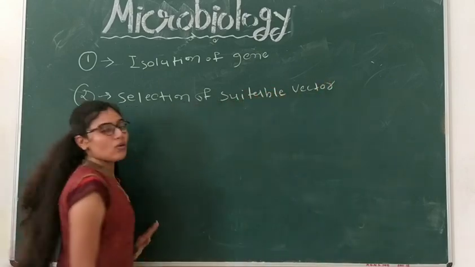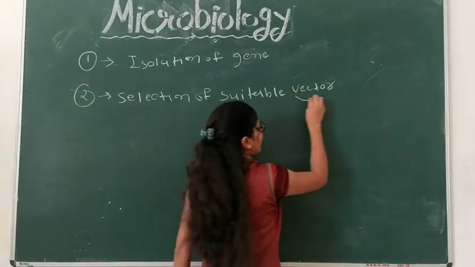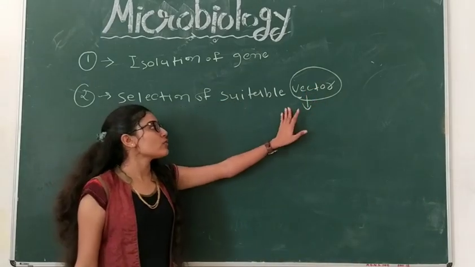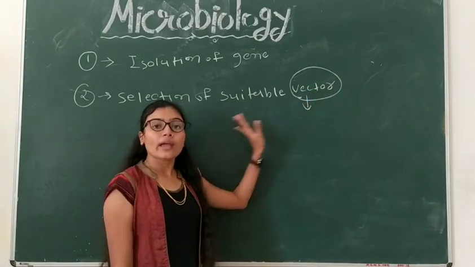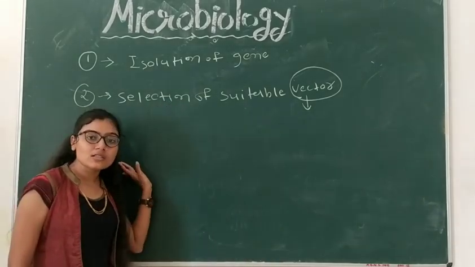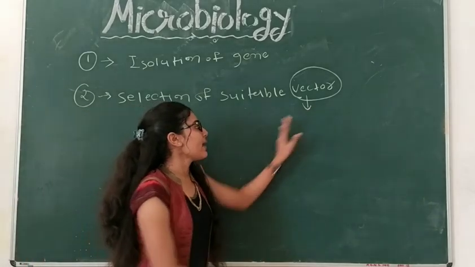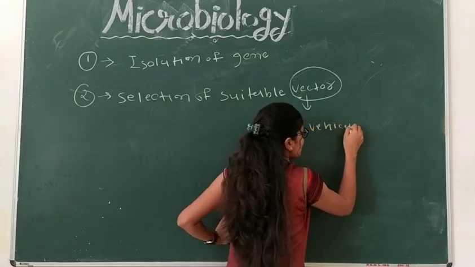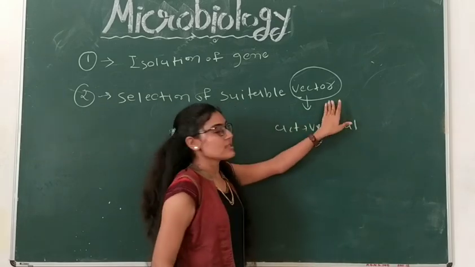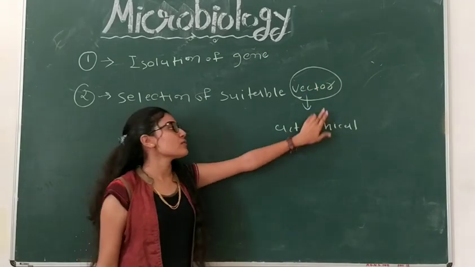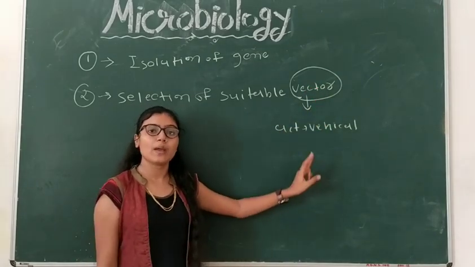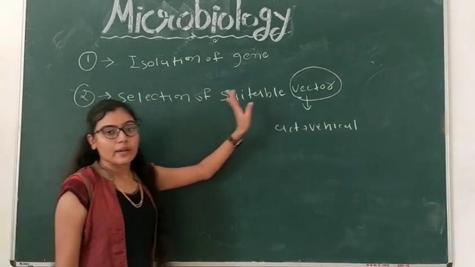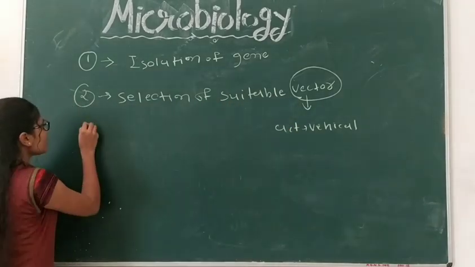Okay. Now we will discuss what a vector is. A vector is a genetic molecule that is able to carry genetic material from one cell to another cell. It acts like a vehicle, so it is called a vector. Sometimes we use a plasmid or bacterial cell as a vector.